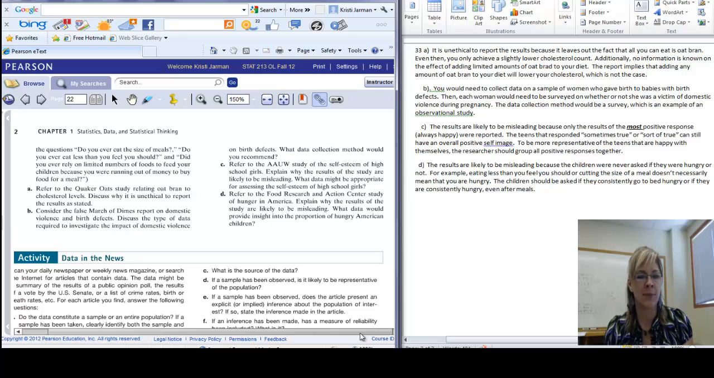So what needs to happen in order to try to make those questions less ambiguous or leading, the researchers need to ask the children if they're hungry. For instance, are they consistently going to bed hungry, or are they consistently hungry even after meals, which would show that they're not getting enough to eat. They're still hungry and the food sources that they are being provided are not meeting their needs. So rephrasing the questions in that manner would add to the validity of the study results.